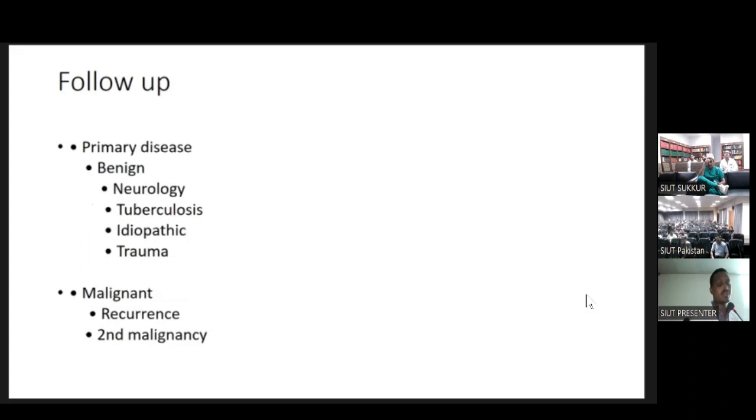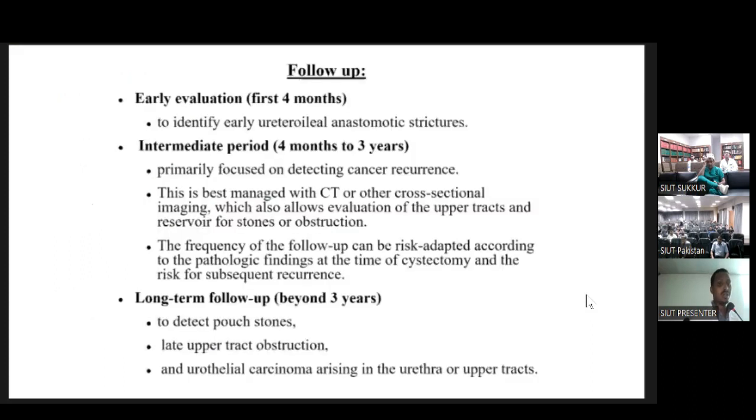Benign primary diseases include neurology, tuberculosis, idiopathic, and trauma. And for malignancy, it could be recurrent or second malignancy. We have to see it actually. And this is the follow-up. Early evaluation, the first 4 months, is to identify early ureteroileal anastomotic stricture, and the intermediate period, 4 months to 3 years, is primarily focused on the detection of cancer recurrence. The best imaging is CT or other cross-sectional imaging, which also allows evaluation of the upper tract and reservoir stone or obstruction. The frequency of the follow-up can be risk adapted according to the pathology findings at the time of cystectomy and the risk of subsequent recurrence.